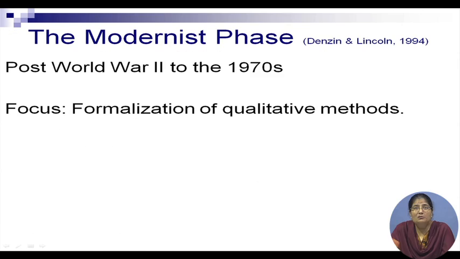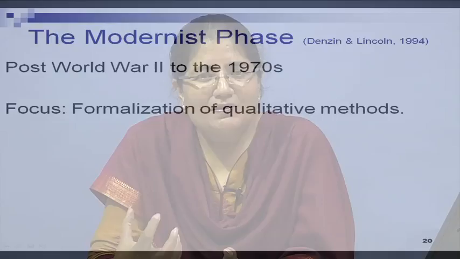After this came the modernist phase. According to Denzin and Lincoln, there was a modernist phase, and this lasted from the period just after World War II well into the 1970s, and the focus was the formalization of qualitative methods. So people started realizing the value of the information that was brought back from the field. People started realizing how much information they got, how it could form the basis of further study, how it could inform them about phenomena that they were new to.